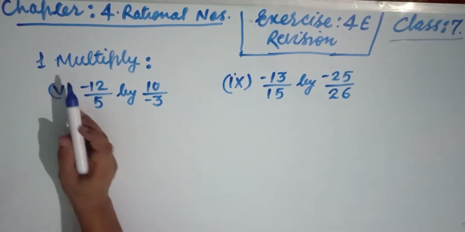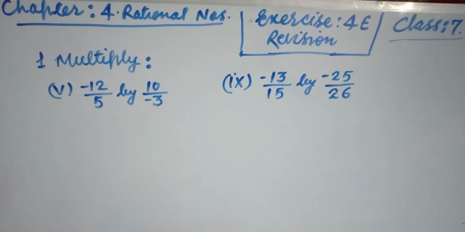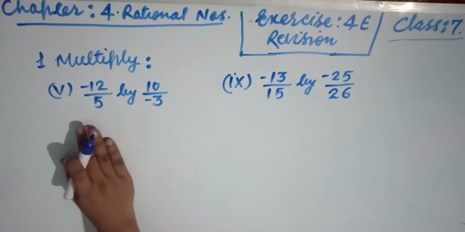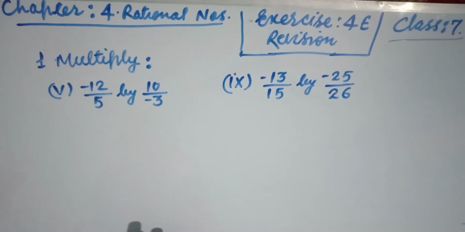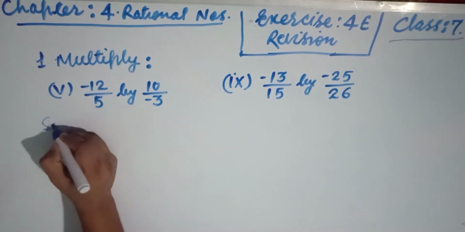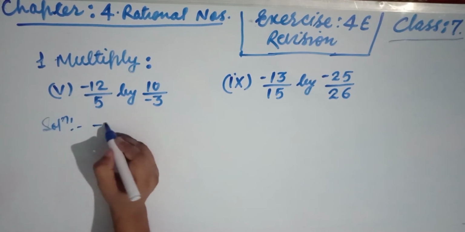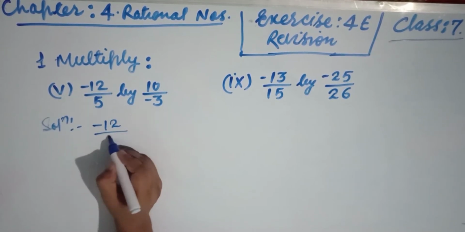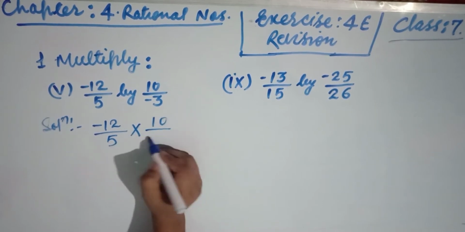Here is question number 1, multiply. This question carries 9 sub-questions, and we will solve only 2 of them, as all these sub-questions are similar. See friends, the solution is: we write minus 12 divided by 5, multiply sign, 10 by minus 3, friends.